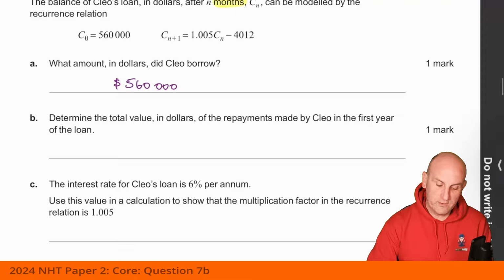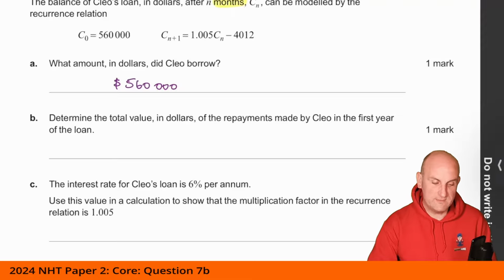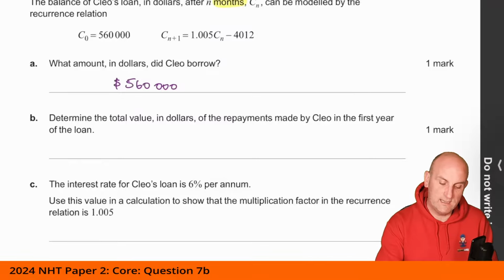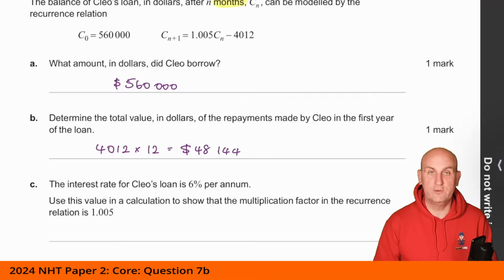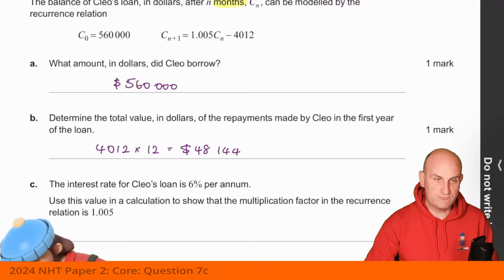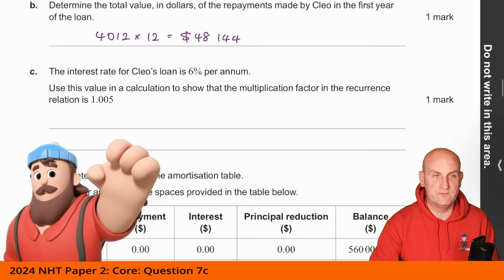Anyway, determine the total value in dollars of the repayments made by Cleo in the first year. Well, we know that she is paying $4,012 every single month. So we now know that's going to be $4,012. There are 12 months in a year. And again, I'm not going to bring my calculator up for that. But if I do a dollar sign, it's going to be $48,144. Cool.